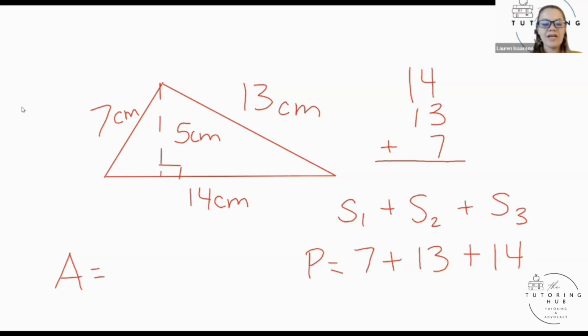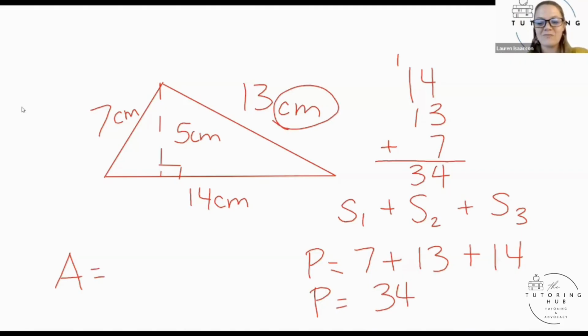I know that 3 and 7 make 10, plus 4 more is 14. I would have to carry my 1. 3 ones makes 30 in the tens space. So my perimeter would equal 34. But I still have a unit. In this case, I have centimeters. So my unit down here would be 34 centimeters.